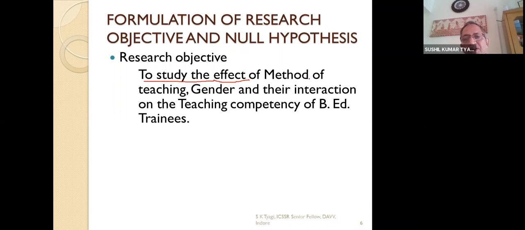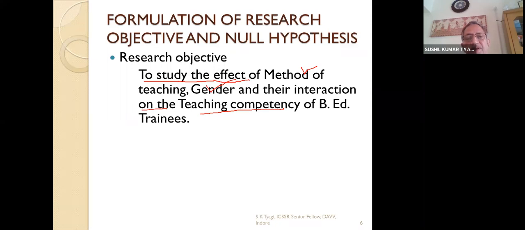To study the effect of method of teaching, this is independent variable number 1, method of teaching, and second variable gender. So first variable, comma, second variable, and their interaction, on the dependent variable, teaching competency of BEd trainees.